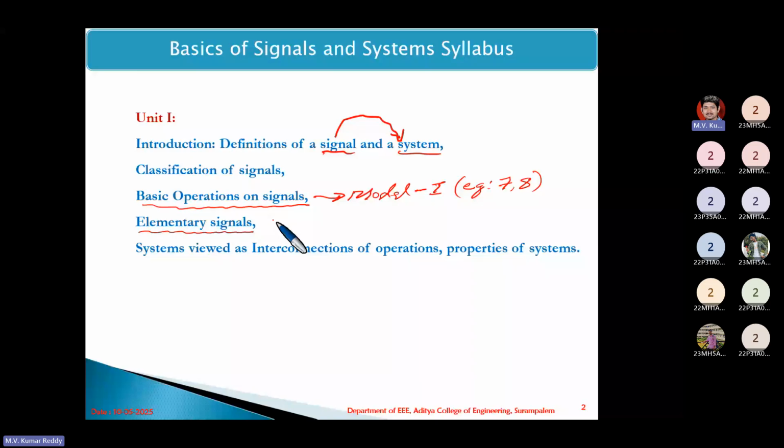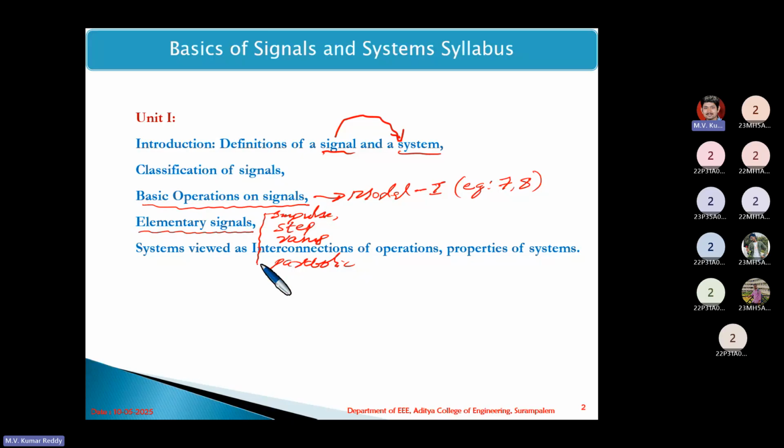What are the elementary signals? Impulse signal. Next, step signal. Next, ramp signal and parabolic signal. These are the elementary signals. Another important ones are sine wave and exponential also, but these are the most important elementary signals. In exam, this is the main question.